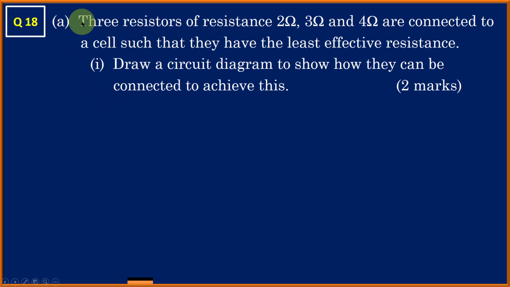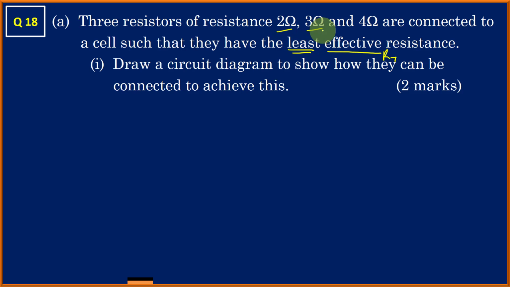Question number 18. 3 resistors of resistances 2 ohms, 3 ohms and 4 ohms are connected to a cell such that they have the least effective resistance. The point to note here is this: effective resistance means total resistance, and that total resistance has got to be the least. So it follows that these resistors must be connected in parallel so that the total resistance will be smaller than the smallest resistance here. That one's a point that you should be able to understand.